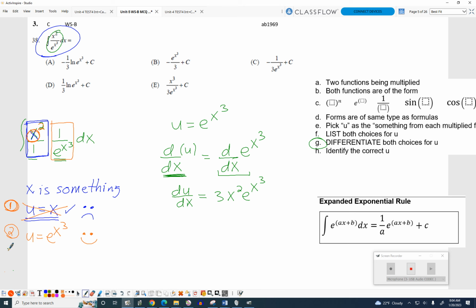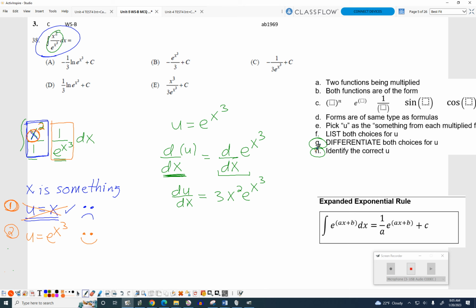Questions from anyone? It all ties together eventually, just does not tie together in the beginning. It just feels very random. If it feels random, that's normal. Okay, next thing says identify the correct u. Here's how we identify whether that's going to work or not.